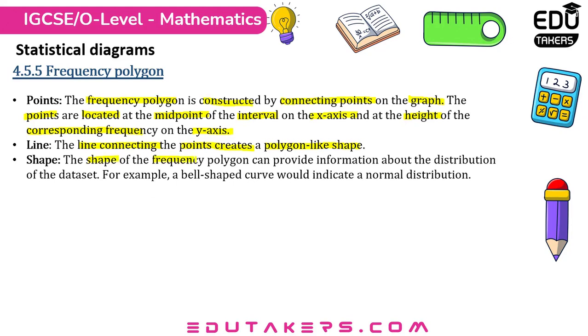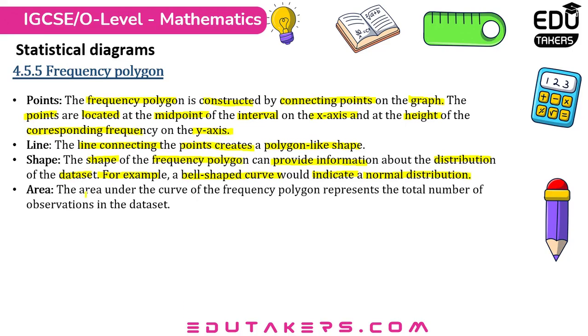The shape of the frequency polygon can provide information about the distribution of the dataset. For example, a bell-shaped curve would indicate a normal distribution. The area under the curve of the frequency polygon represents the total number of observations in the dataset.